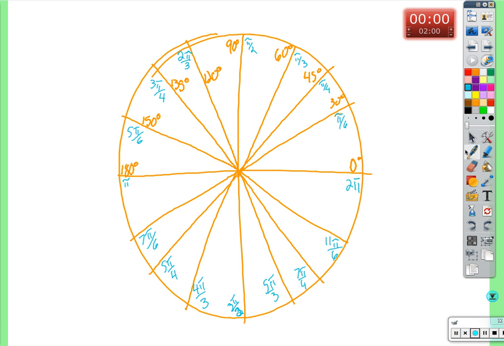All right, so here's what we're going to do. We're going to write the coordinates of these points. I'm going to help you write them, and then I'm going to help you see why they are what they are and why it's helpful to have them.